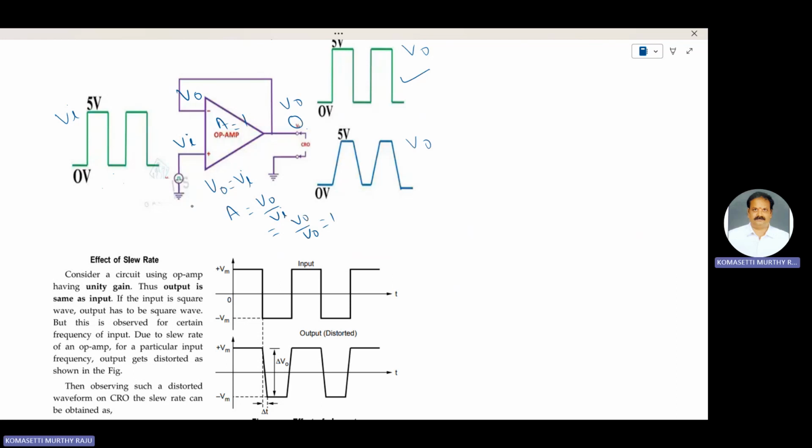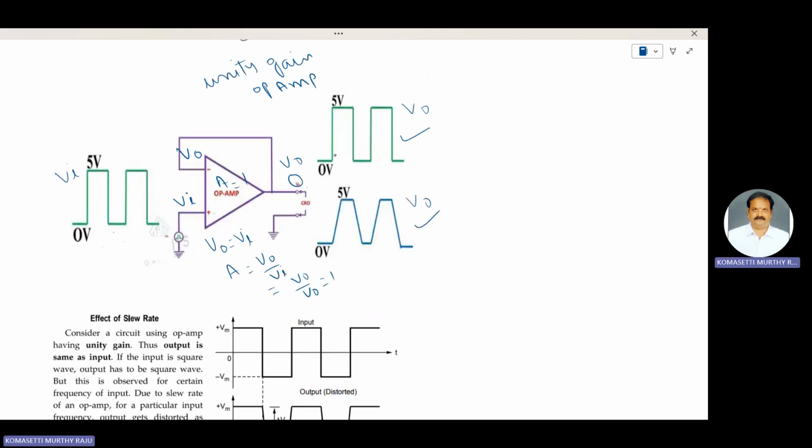A square waveform is applied to the non-inverting terminal of the op-amp, and the frequency changes rapidly. Observe the output waveform shape. If the output waveform shape follows the input waveform shape, then the slew rate is maximum. If the output waveform shape does not follow the input waveform shape, some distortion results.